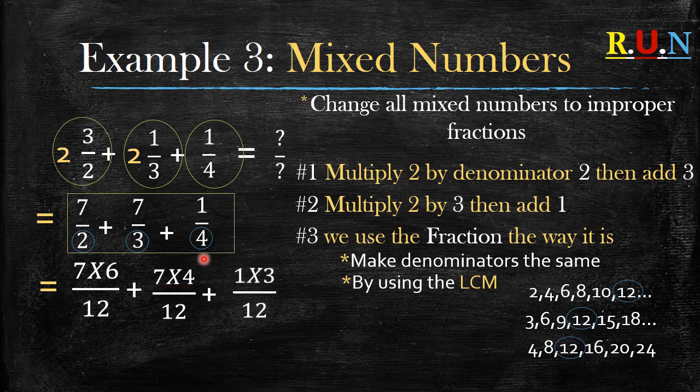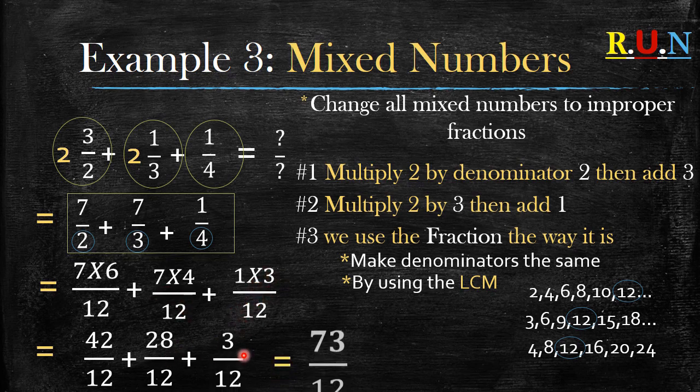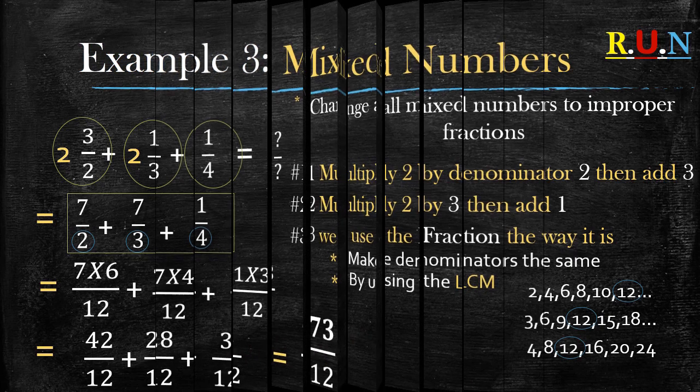Okay? So let's get to the third part. 1 times 3. Why is it 1 times 3? 1 was already a numerator, and 3, when we get to the multiples of 4, how many numbers did it take to get to the LCM? 1, 2, 3. So that's why it's 1 times 3. Okay, so 7 times 6 equals 42. 7 times 4 equals 28. 1 times 3 equals 3. So your answer would be 73 over 12.